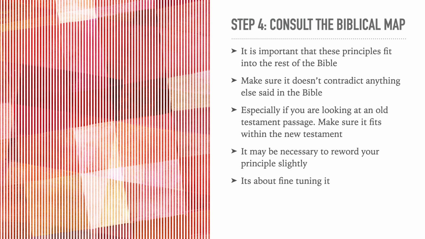So step 4 is consult the biblical map. Once you have these principles, we want to make sure that they fit within the rest of the Bible. We don't want it to be contradicting the Bible. We don't want it to say something that's not supposed to be said or meant to say, especially if you're looking at an Old Testament passage. Make sure it fits within the New Testament, New Covenant. We don't want to disregard the cross and the covenant that we have today. So this step is not to throw out the principle that you found, but just reword it maybe slightly based on the biblical map. It's about fine-tuning those principles.